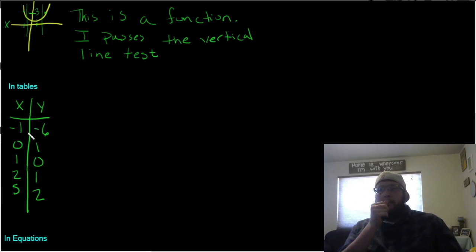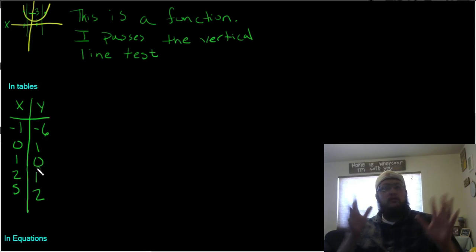And if we look at our output, each one of our inputs only has one output. -1's input only has a -6 as its output. 0 as an input only has 1 as an output. 1 as an input only has 0 as an output. 2 only has 1, and 5 only has 2.